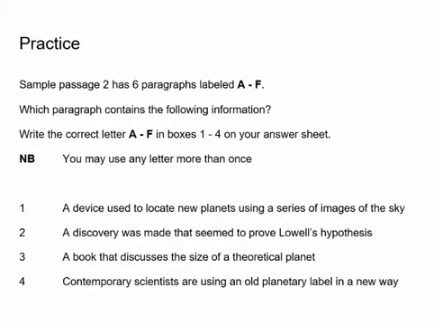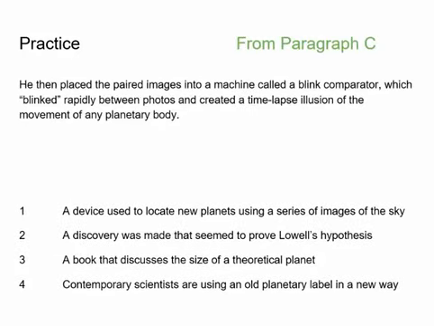Okay, let's talk about the answers to these questions now, beginning with number 1. Number 1 says, we're looking for a device used to locate new planets using a series of images of the sky. That answer came from paragraph C. It says, "He then placed the paired images into a machine called a blink comparator, which blinked rapidly between photos and created a time-lapse illusion of the movement of any planetary body."